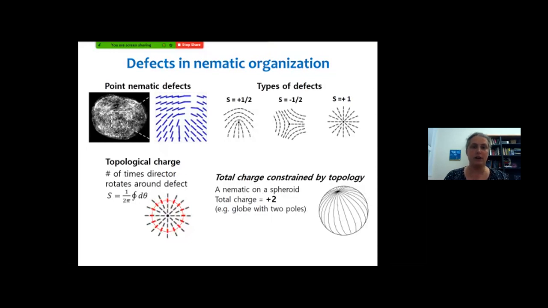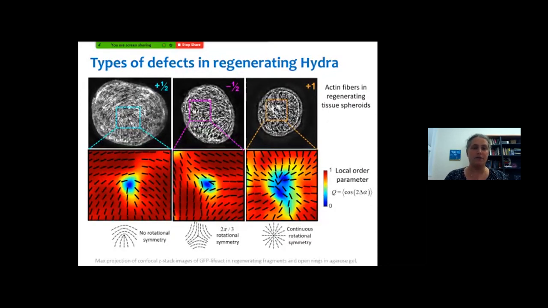If we look at regenerating Hydra, these are the type of point defects we see in tissue. So we see +½ defects, -½ defects, and +1 defects. On the top here, you see projected images of the actin fibers in regenerating tissue spheroids. And on the bottom, you see the director fields, these black lines, and the color represents the nematic order parameter. This will be 1 when the fibers are well aligned, and will have minima in regions where there's misalignment, which allows us to visualize very nicely the defects in the system.